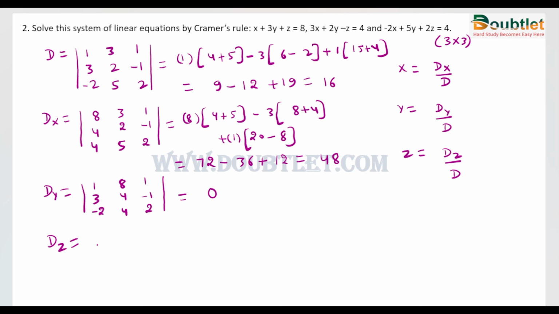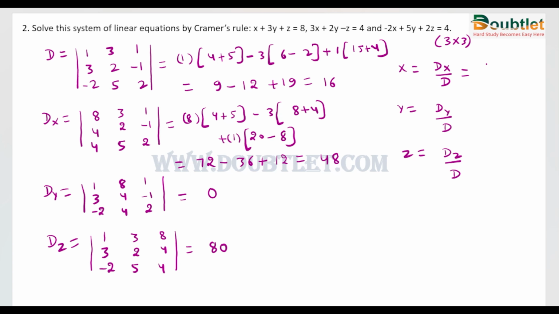Now to solve for Dz, what will we do? We will replace the z component of this determinant with the constant terms. So this is 1, 3, minus 2, this will become 3, 2, 5, and this will become 8, 4 and 4. And if we solve this by expanding along any row or any column, we will get the value of Dz as 80. So we have got all the values and we have to substitute them.